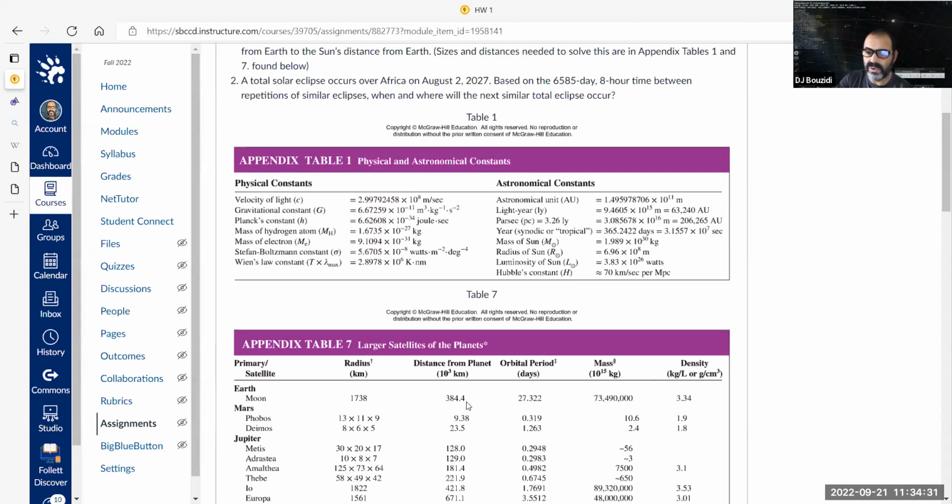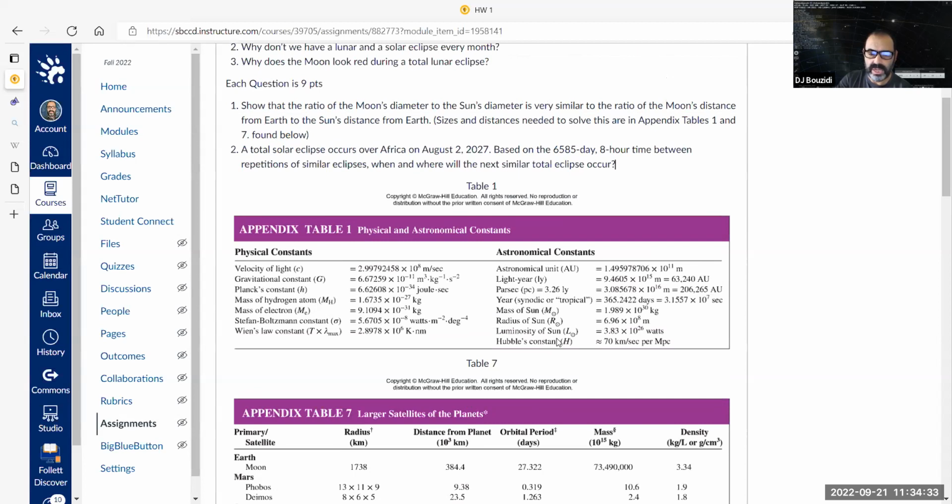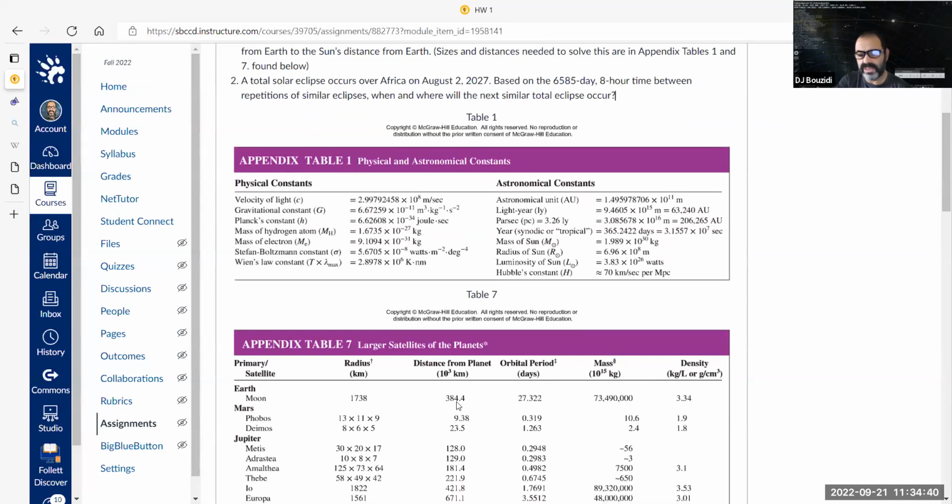384,400 kilometers is how far the moon is from the Earth. And then we need how far the sun is from the Earth. That is 150 million kilometers. It's a good idea to retain everything in the same units. Here it's given in meters, and here it's given in kilometers. So I have to stick to the same thing, which is kilometers in this case, so that it's apples compared to apples.